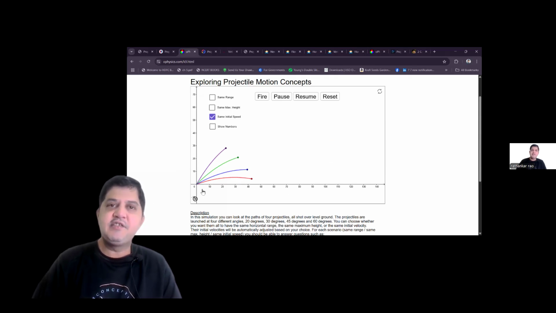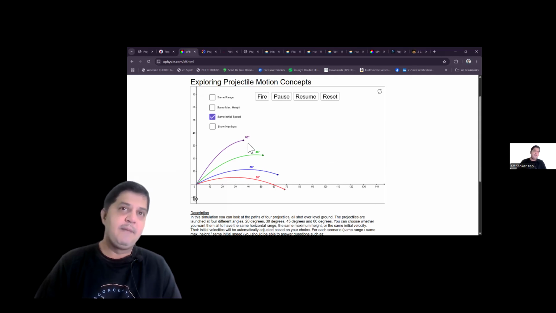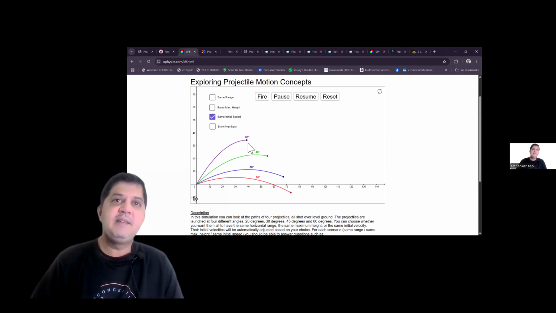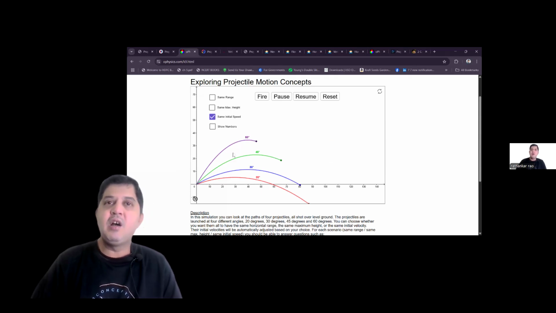The range is seen to be highest for this one, or maybe this would be higher. For 60, 45 would be higher, then 30, then you get 25, and so on. And this would be the lower one. So if you launch a projectile with the same initial speed but different angles of projection, how will it look? The trajectory of the paths that is being seen can be understood from here.